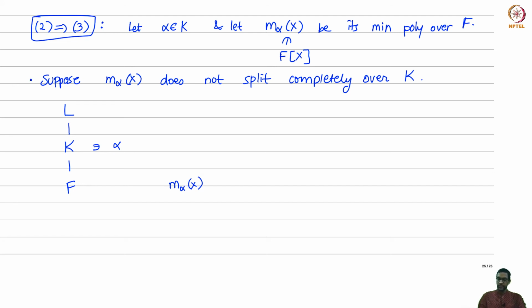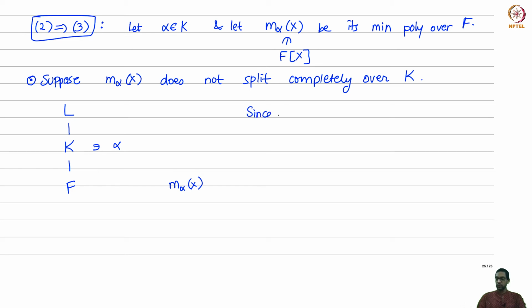we are assuming here is that M alpha does not split over K. In other words, when I write out the factorization of M alpha of X into a product of irreducibles over K, all factors are not linear. I don't get n roots in K. So not all roots of M alpha lie in K. Some roots you will only see in higher extension fields. So in particular I will certainly find all n roots in L, so let's go to L so that M alpha splits completely there.